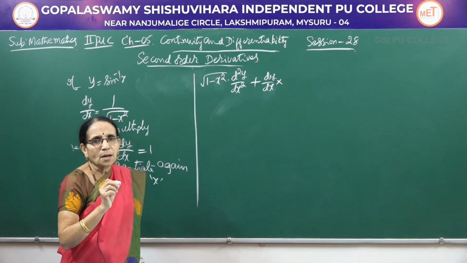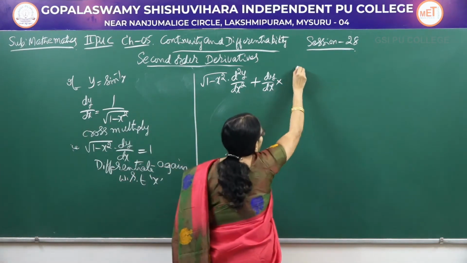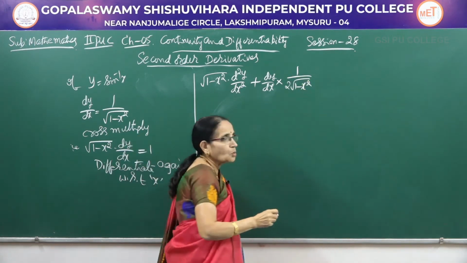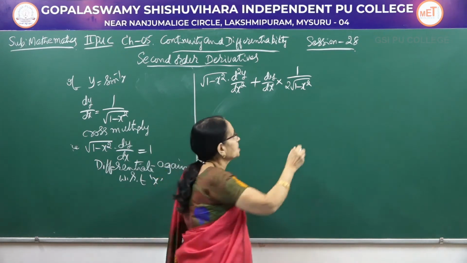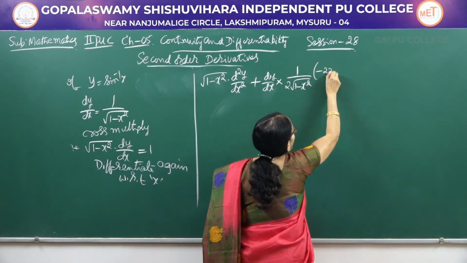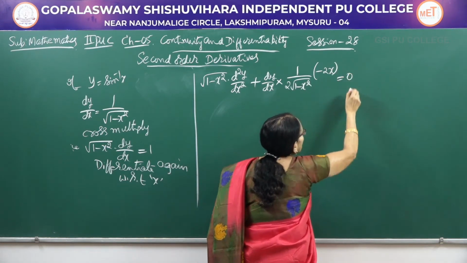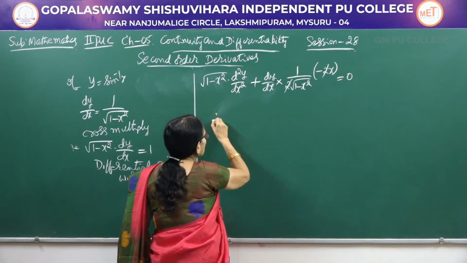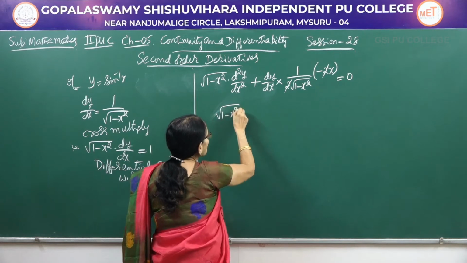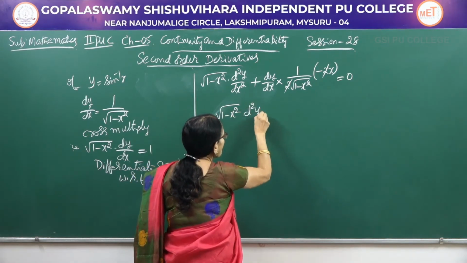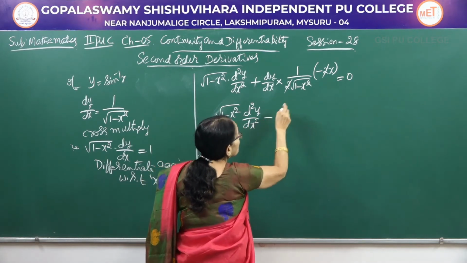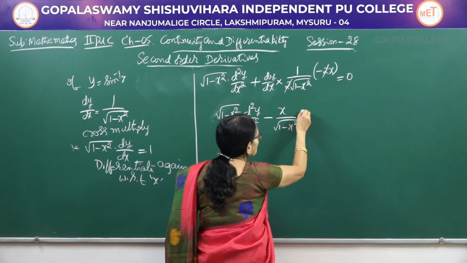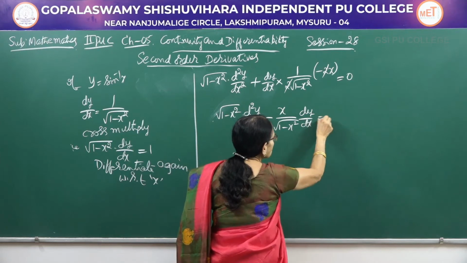So, what is the formula for root x? 1 by 2 root x. First we apply. It is 1 over 2 root of 1 minus x square. So, the root part is over. But 1 minus x square also has to be differentiated. For 1 it is 0, for minus x square it is minus 2x, and the right hand side being 0 because it is 1. Now, cancel this 2. And then what we are having now, root of 1 minus x square into d square y by dx square minus x divided by root 1 minus x square into dy by dx equal to 0.